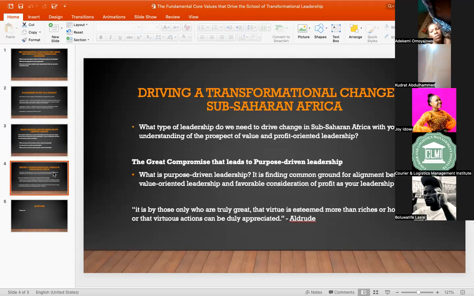Now let's move to the next slide, which is driving a transformational change in sub-Saharan Africa. What do we need to do to drive a transformational change in sub-Saharan Africa? What type of leadership do we need to drive change in sub-Saharan Africa? With your understanding of the prospect of value and profit-oriented leadership, what type of leadership do we need to drive change in sub-Saharan Africa? You can just put the answer on the chat, I will say it out, or you can unmute and respond. What type of leadership?